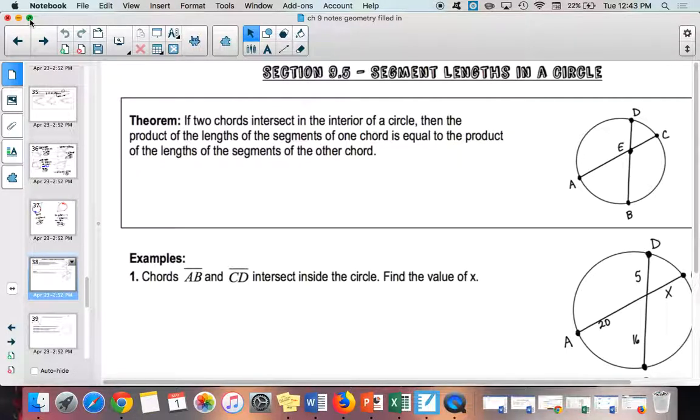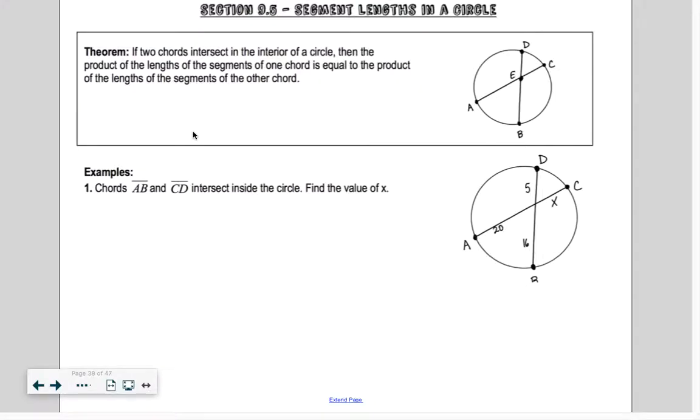1.5 is on segment lengths in a circle. So it says theorem, if two chords intersect inside the circle, we already talked about the angles. Do you guys remember how the angle, like this angle right here, we called angle 1, was half of the sum of these two intercepted arcs, right? Now we're going to talk about the segment lengths. So we're not going to talk about angles this time.